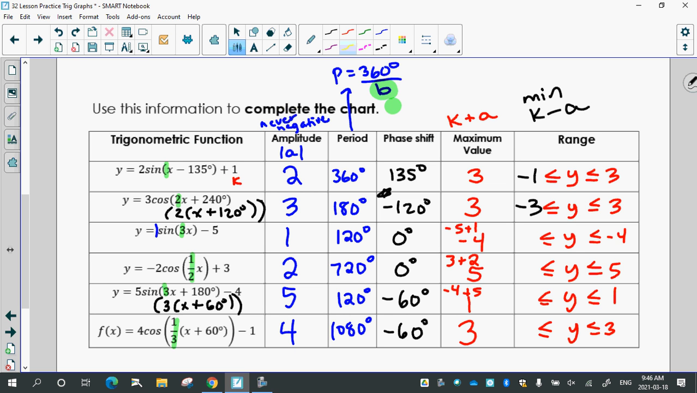Negative 5 minus 1, so K minus A, negative 5 minus 1 is negative 6, so my range should be negative 6 to negative 4. Always make sure that the number you start out with in the range is smaller than the one you end up with. Okay? Or you can make a mistake in your thinking sometimes.